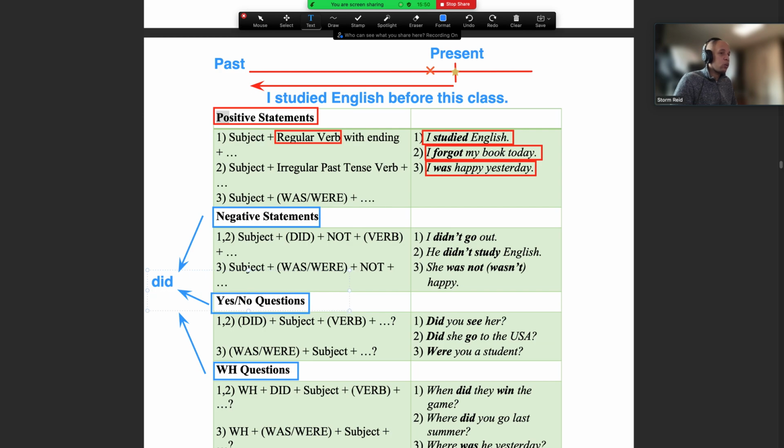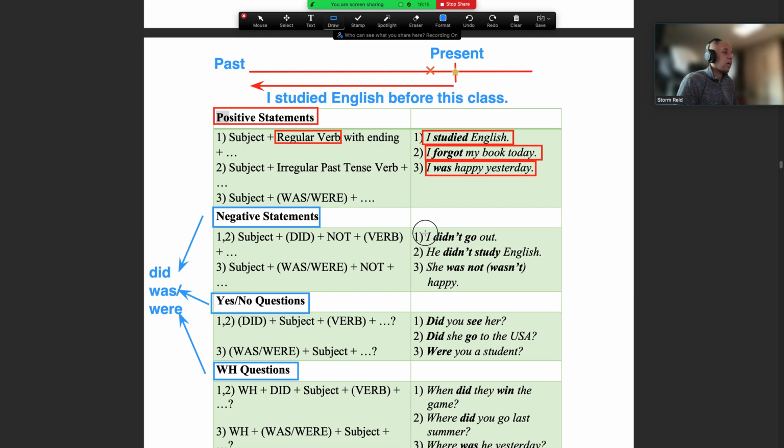All right, or we can also use, if it's be verb, right, was and were. Okay, so again, very important to remember, guys. I'll just put it like that. Okay, so did or was and were all need to be used when you're writing these sentences. Okay, so let's take a look.